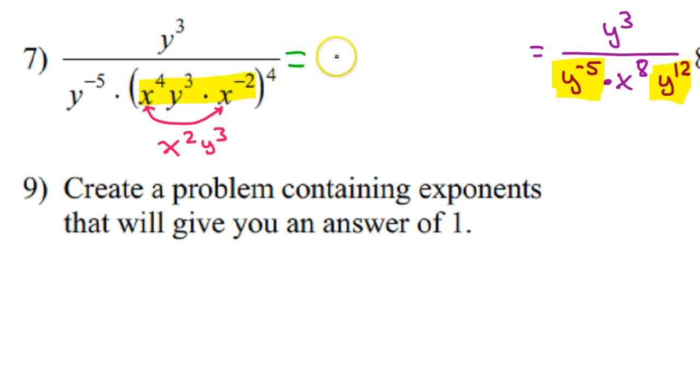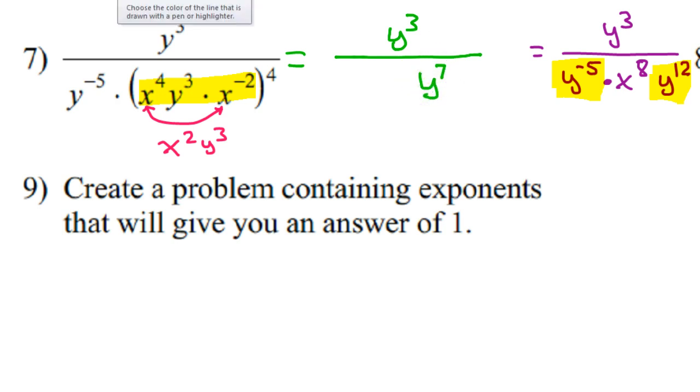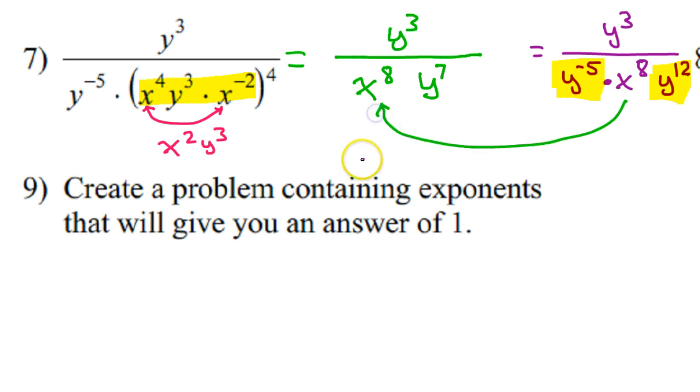So I think I'll use green for fun. So I've got that y to the 3rd power up there still. When you multiply the y's, you add the exponents. So negative 5 plus 12 is 7. So that will be y to the 7th power. Okay, and I still have the x to the 8th sitting there. So I just brought that over. Okay, I don't think you really need that.